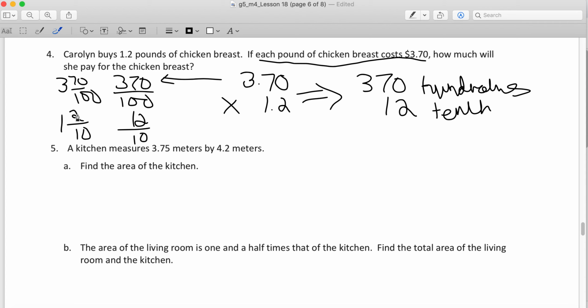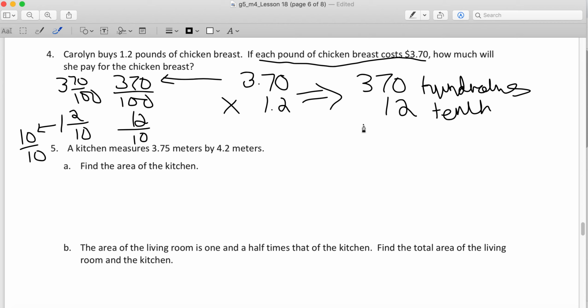When you're converting it from a mixed to an improper, you can think of it as 1 times 10 plus 2. Or as the 1 is 10 tenths, if that helps you. Whatever helps you. Okay? And then 10 plus 2 is 12.